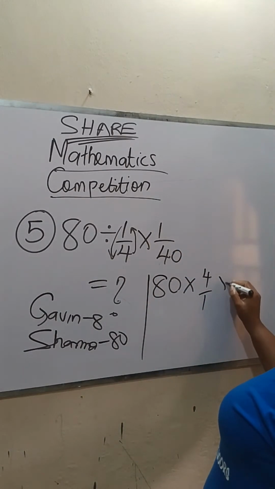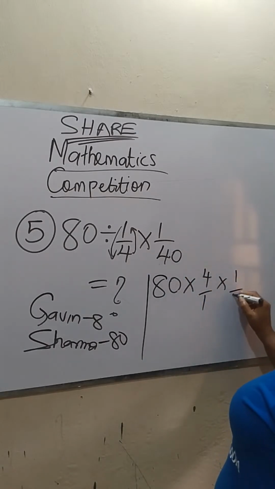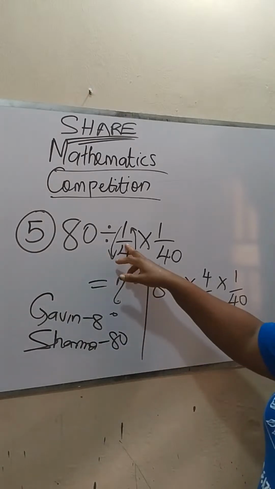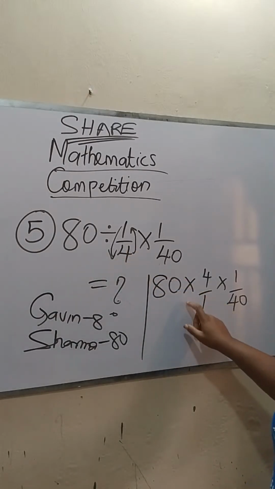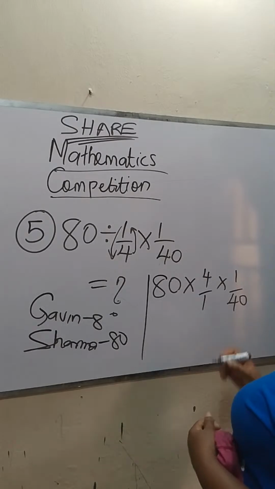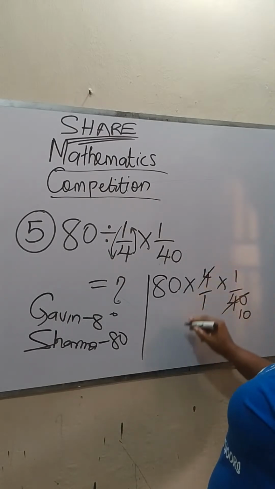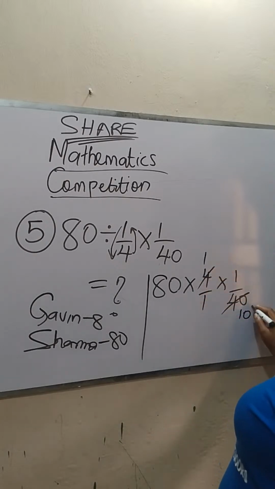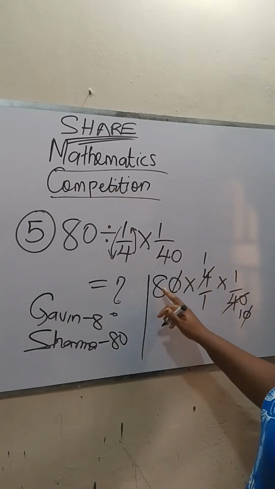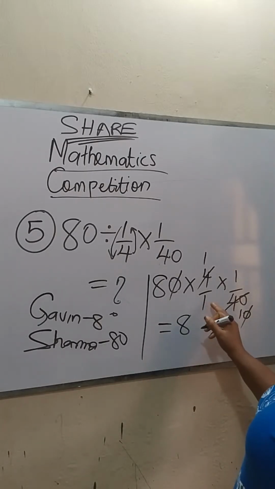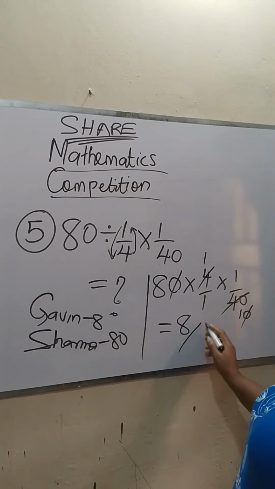Now, if we do that, we have 4/1. We now write our times 1/40, all right? You have seen how I changed this to multiplication form. Now, when you do that, 40 divided by 4 gives us 10. 4 divided by 4 gives us 1. 0 will cancel here, 0 will cancel here. We have 8 times 1 times 1, and that is 8, all over 1 times 1, and that is 8.